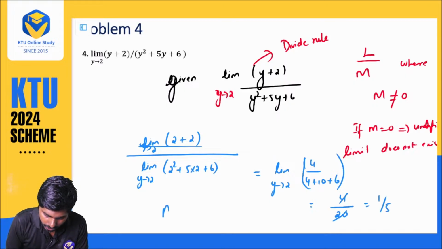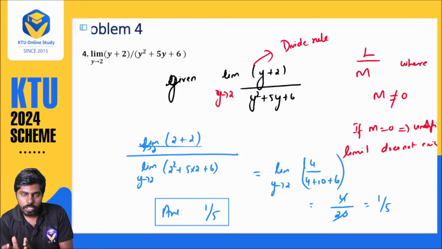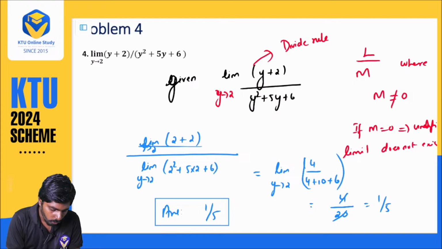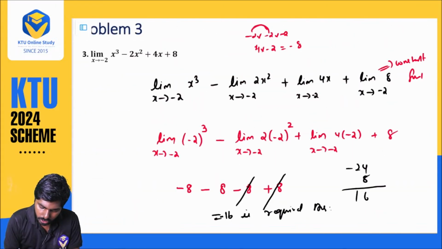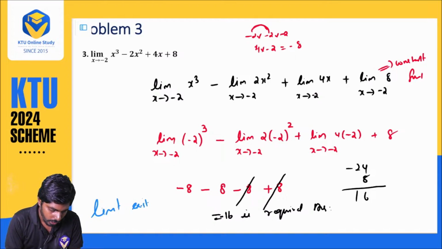So our answer is what? Our answer is 1 by 5. So here, since m is not equal to 0, we can say the limit exists. So everywhere you want to write the limit exists. It is a required exam point. You want to write everywhere that the limit exists. Okay, this is the final answer.